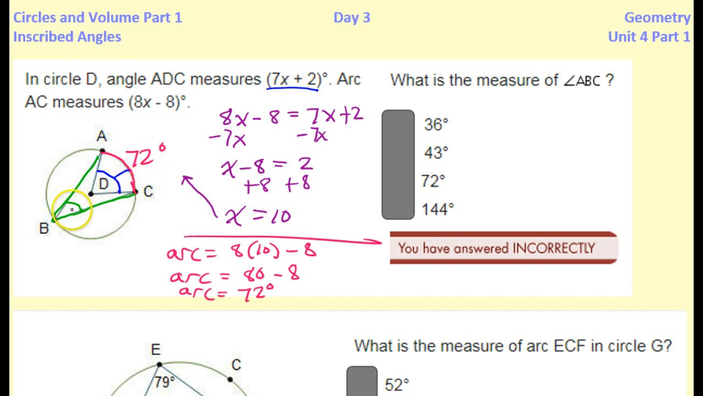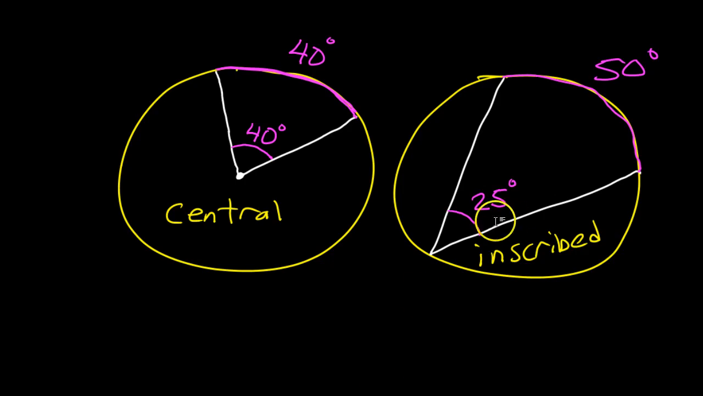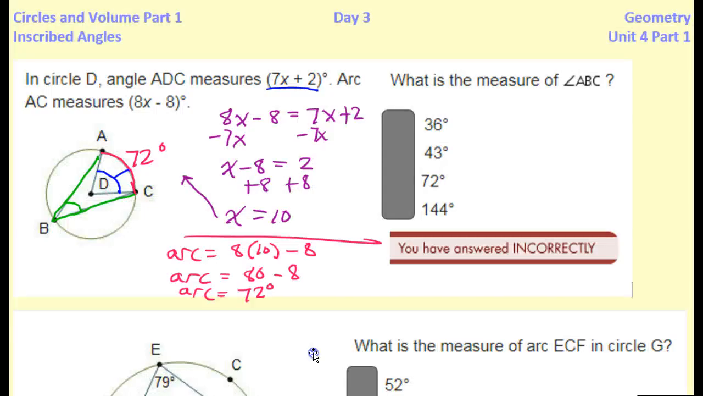Remember, what we really wanted was the green angle. It says what is the measure of angle ABC? So 72 degrees is not the answer. This is an inscribed angle. Remember that the inscribed angle is half of the arc. So if the arc is 72 degrees, then the inscribed angle should be half of that, so it should be 36. So the correct answer should be 36. Kabam!